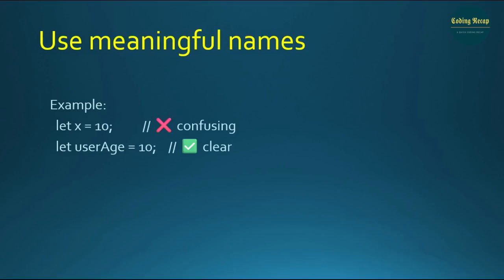Rule number 5. Use meaningful names. Check the examples below. Always pick variable names that describe what the value represents. Trust me, your future self will thank you when you revisit your code later.